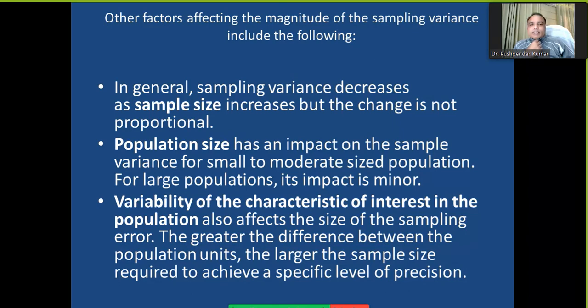The variability of the characteristics of interest in the population also affects the size of the sampling error. When you see a heterogeneous population, it is obvious that the variability of the characteristics would be high. In a homogeneous population, the variability would be less. It is also based on the size of the sample: if the sample size is high, then variability would be less. The greater the differences within the population, the larger the sample size required to achieve a specific level of precision.